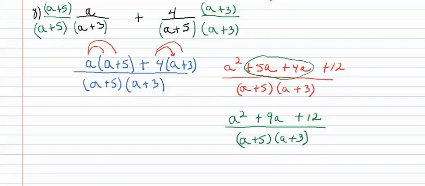So I have 1 and 12. No, that wouldn't give me 9. 2 and 6. 6, 7, 8. No, that just gives me 8. And then I have a 4 and a 3. And that gives me 7. So I don't. So I can't do any more with this. So right here is my final answer.